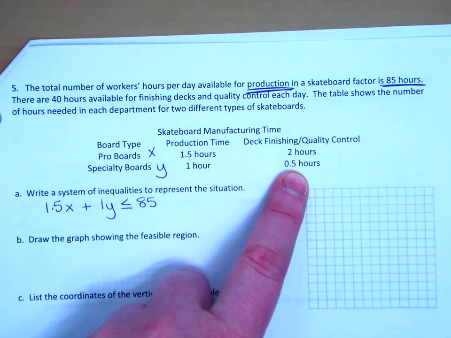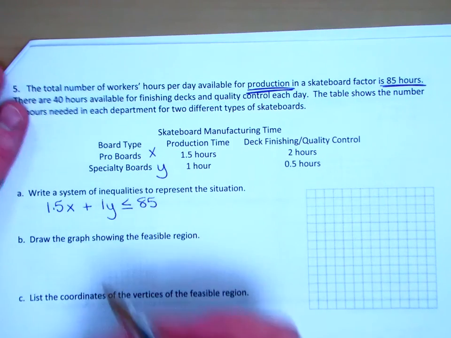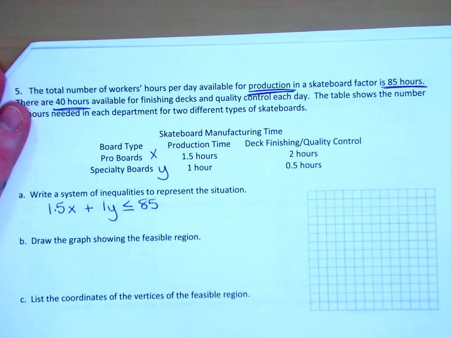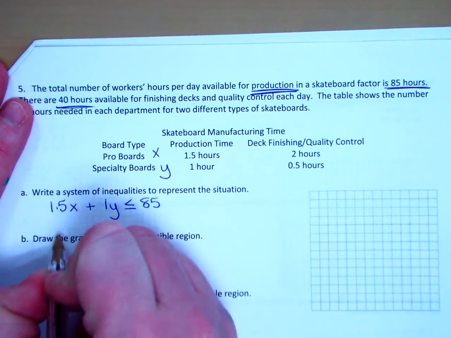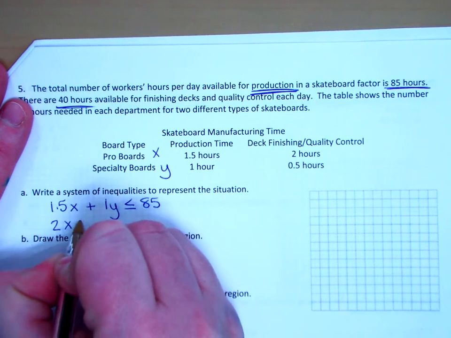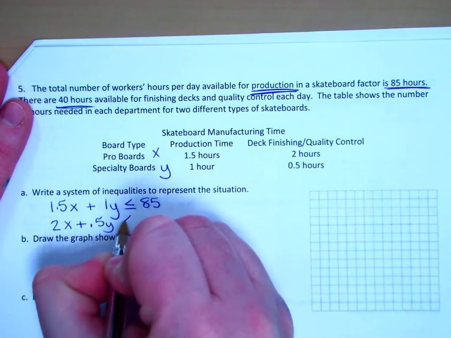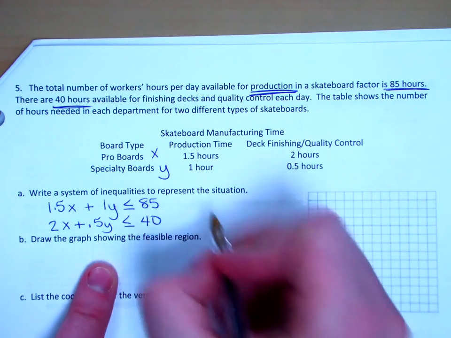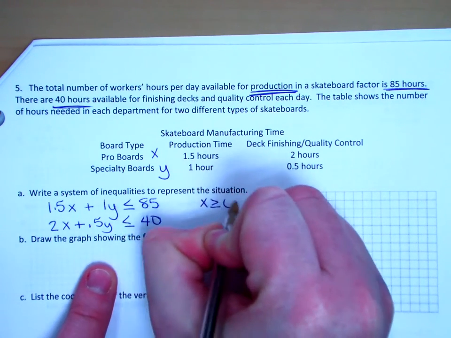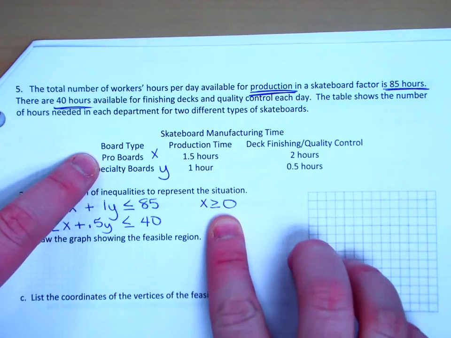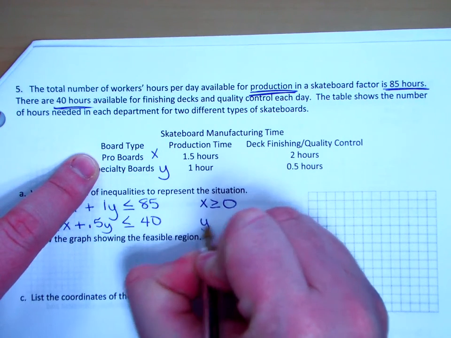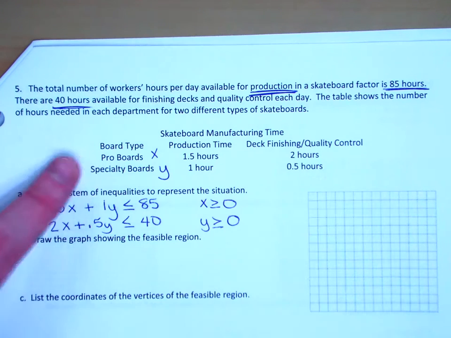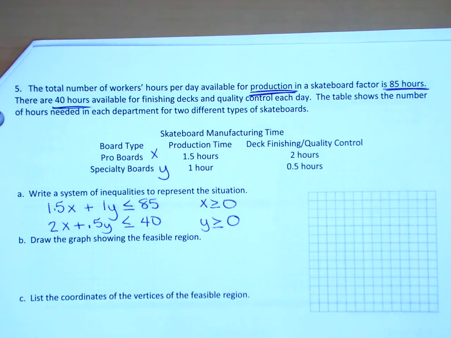And then the deck finishing and quality control has 40 hours available. So that would be 2x plus 0.5y is less than or equal to 40 hours. Now, the least amount of hours that we can work is 0, so I have to define that x is greater than or equal to 0, because I can't have fewer than 0 pro boards, and y can't be less than 0. So essentially, everything has to be in quadrant 1.